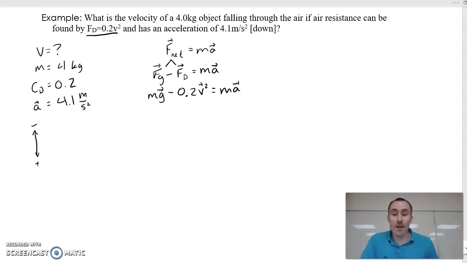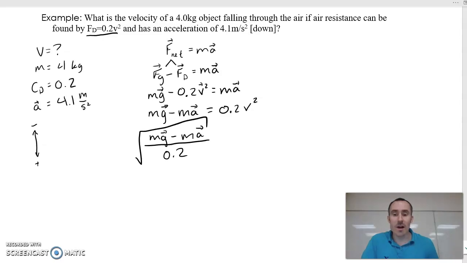So we have mg minus ma is equal to 0.2 v squared. Then I'll divide by 0.2. So mg minus ma divided by 0.2. And then I'm just going to square root this thing right away as well, because I know I need to do that as my last algebra step to get the v by itself. And so let's put in the numbers here.